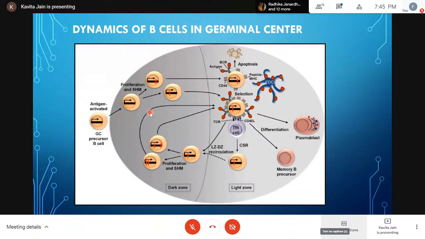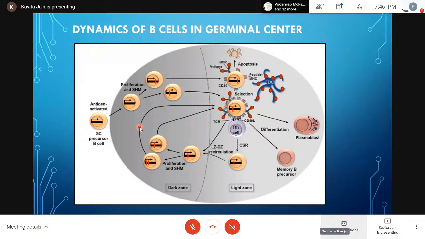And over so many days, they just keep on proliferating as centroblasts. They differentiate into blasts and they just keep on proliferating. And then they form the germinal center. The germinal center is divided into the dark zone and the light zone. The dark zone comprises dark hyperchromatic cells, and the light zone, as the name suggests, comprises light open chromatin cells.